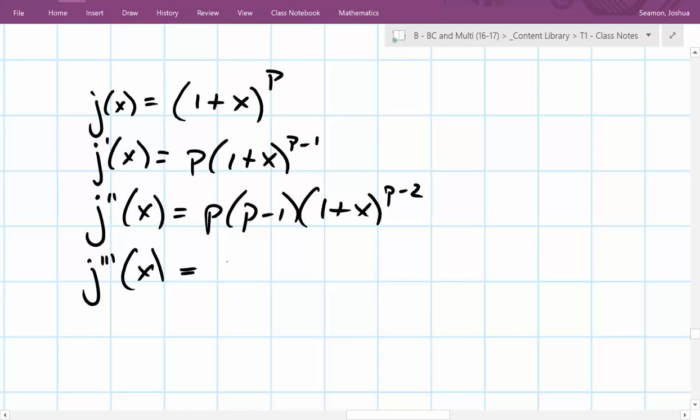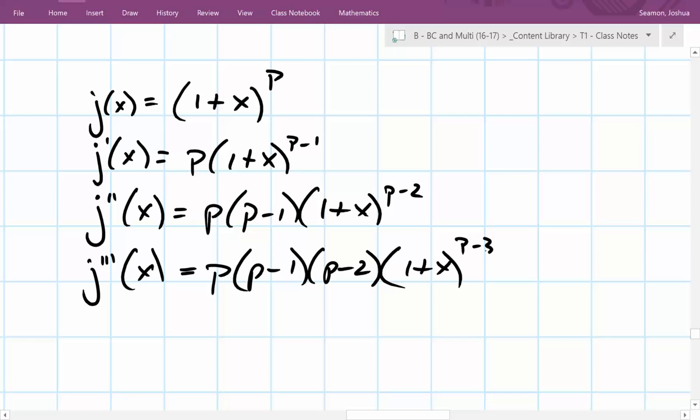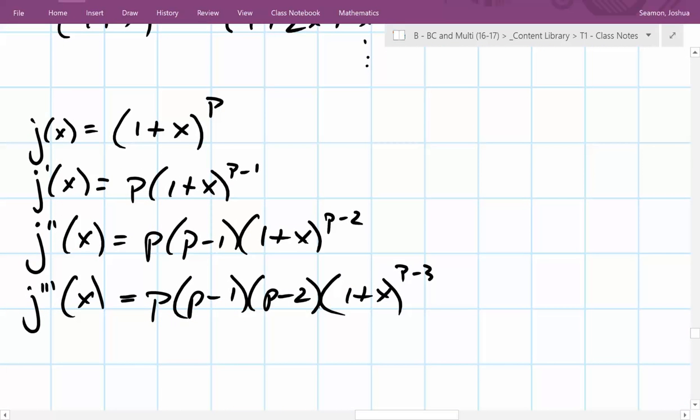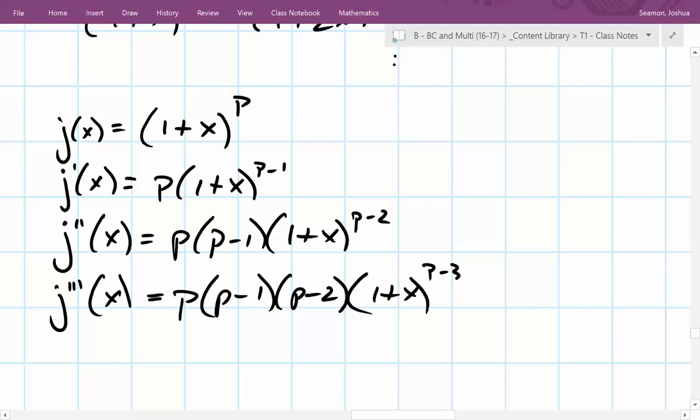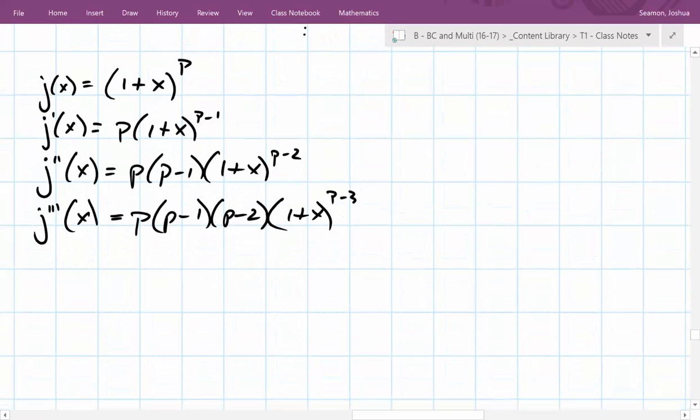Let's just do one more. What's the third derivative? Annie, what's the third derivative? p times p minus 1 and p minus 2, times 1 plus x to the? p minus 3. Okay, are we okay with that? Now let's say I wanted to plug some zeros into there. This is where it gets fun. Please be careful. It's not a trick question, but you guys are just really sometimes not going to like it, but that's okay. Let's say I asked you, what is j of 0, meaning plug in 0 for x. What do you get? What is 1 to the p? 1. What's j prime of 0?